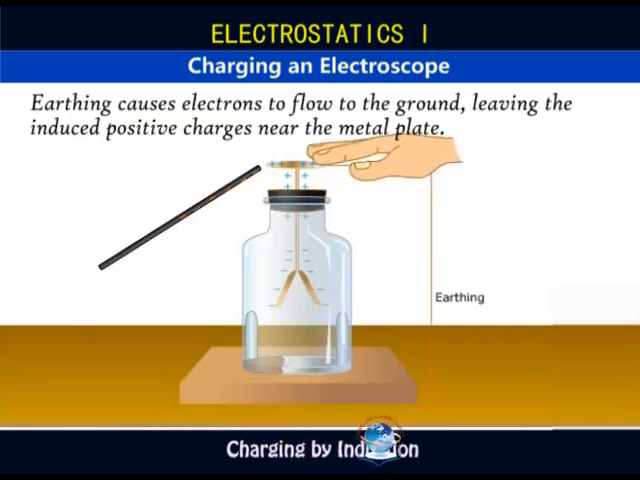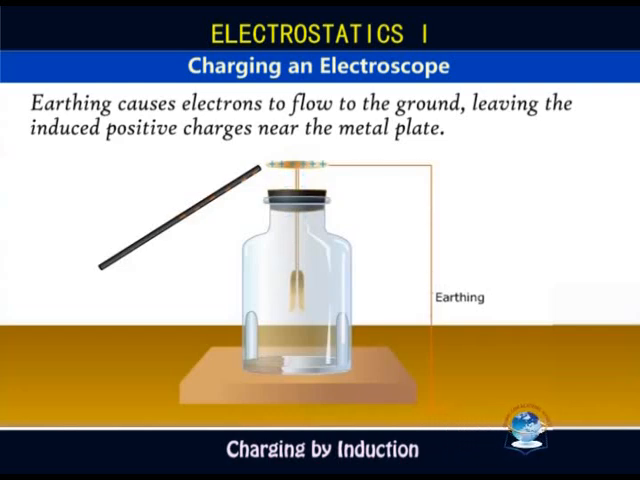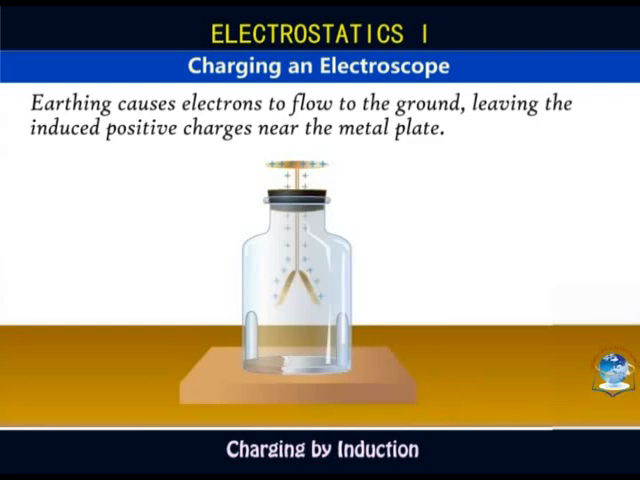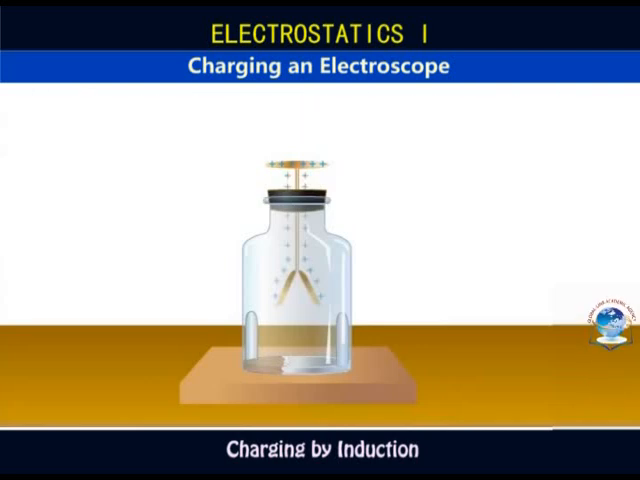Earthing causes the electrons to flow from the electroscope to the ground and the leaves collapse. When the charged rod is withdrawn, the positive charges redistribute and the electroscope is positively charged, and the leaves diverge due to repulsion of the positive charges.